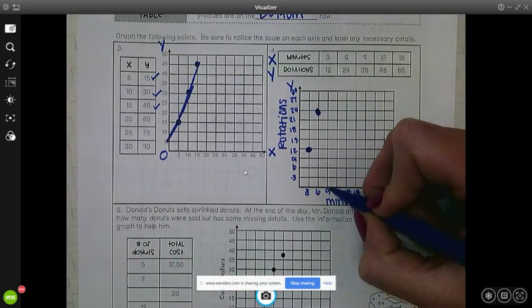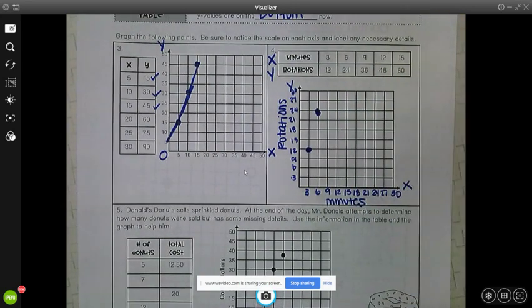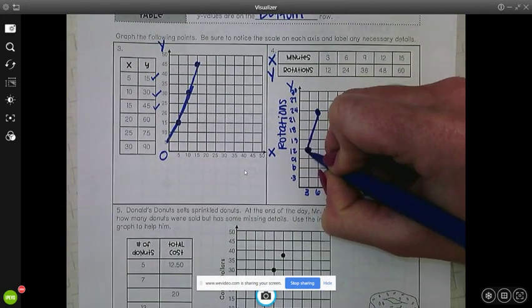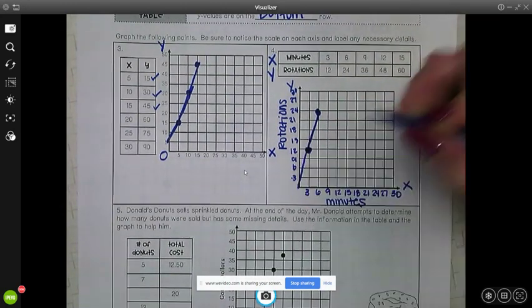So I'm going to go from 9. Well, I don't have a 36. So on this one, unfortunately, I can only plot 2. So that means I'm going to connect those together and then trace them down.